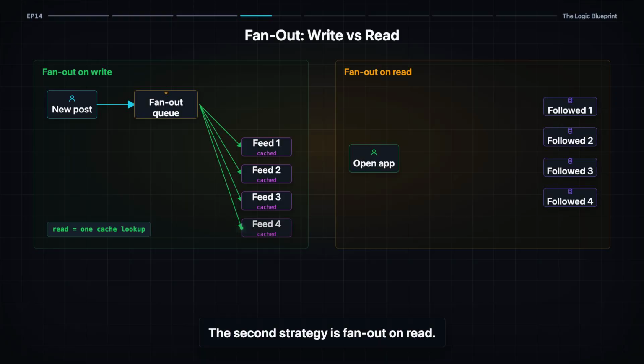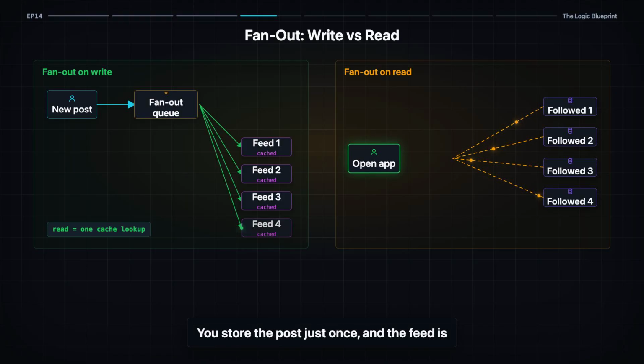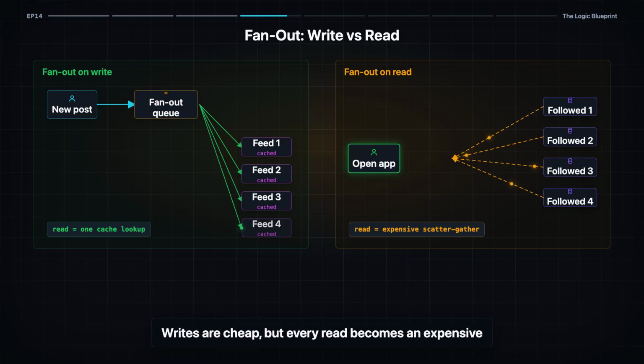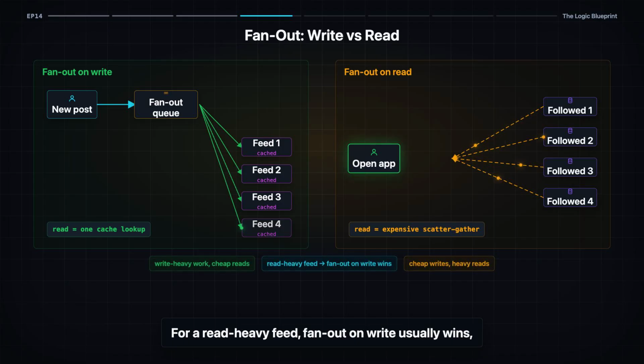The second strategy is fan out on read. You store the post just once, and the feed is assembled on demand by pulling recent posts from everyone a user follows and merging them. Writes are cheap, but every read becomes an expensive scatter-gather. For a read-heavy feed, fan out on write usually wins, because it moves the cost onto the rarer event. Exactly the principle we set up earlier.